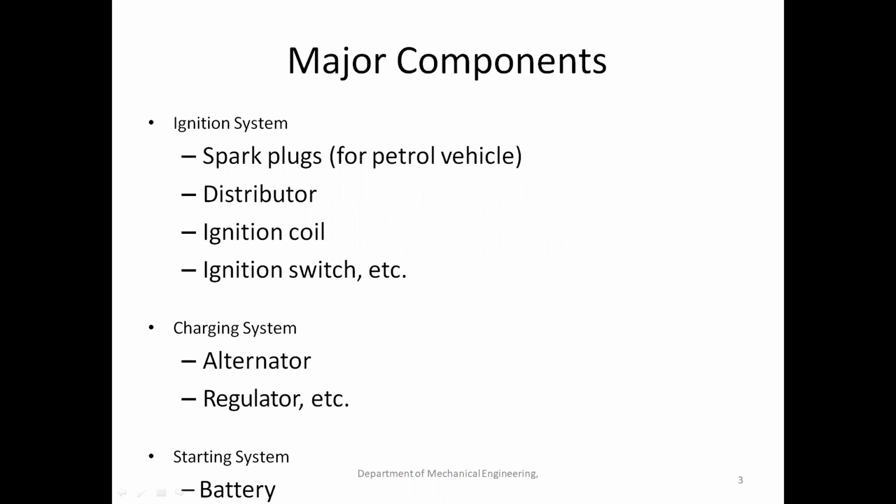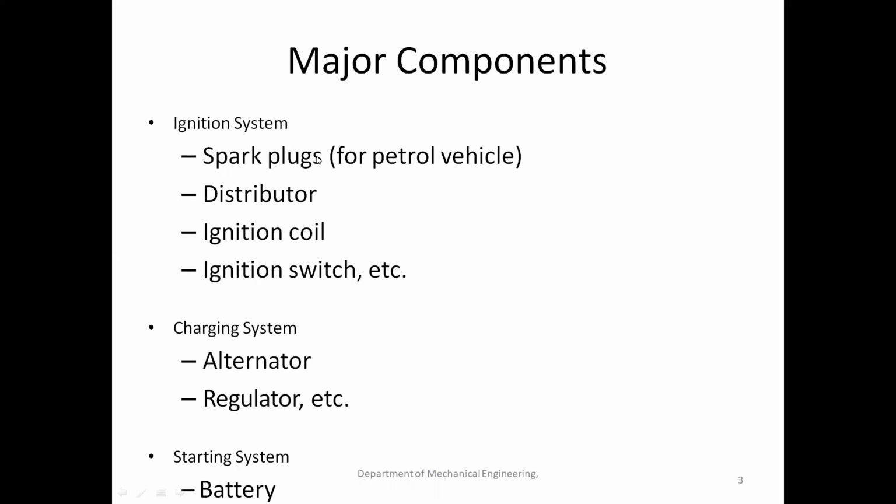Automobile vehicles in the electrical systems, it is the ignition system. The ignition system has spark plugs for petrol engines, distributor, ignition coil, ignition switch, and a charging system with alternator and regulator, and the starting system is the battery. These are all electrically operated systems.